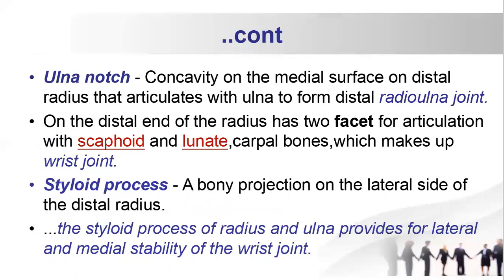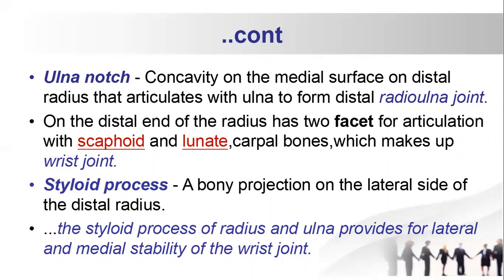We have the ulnar notch, a concavity on the medial surface of the distal radius that articulates with the ulna to form the distal radio-ulnar joint. This notch, as I've been stating, is a concavity or depression that accommodates another bone or articular surface. The distal end of the radius has two facets for articulation of the scaphoid and lunate. These are bones which make up the wrist joint.